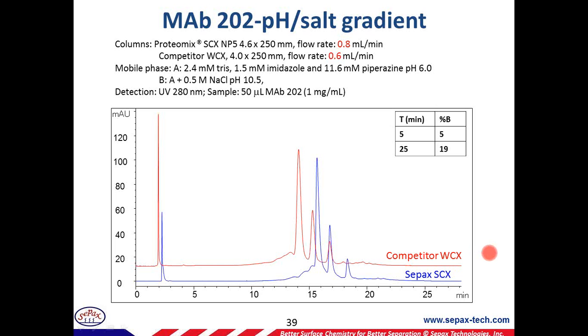Also on the market, a lot of customers are using WCX, and they are looking for some alternative columns for their mAb variant study. I have the analysis with WCX and the SCX here, so it may not be a head-to-head column phase comparison. I just want to give everybody a choice. You also can use strong cation exchange to do mAb separation. In this case, Sepax SCX performs better in this region. Actually, you get a much better peak here. You can integrate it actually easier than the competitor's WCX.